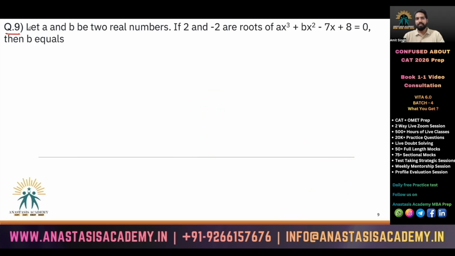Let's look at this question. Let a and b be two real numbers. If 2 and -2 are the roots of ax³ + bx² - 7x + 8 = 0, then b equals? Okay, so a and b are two real numbers, and these are the coefficients of x³ and x².